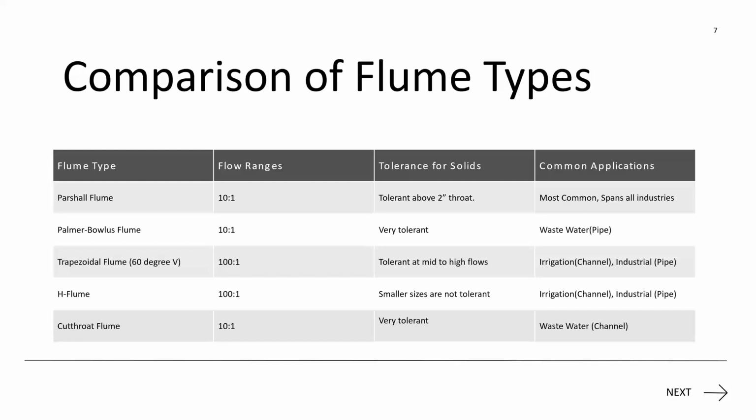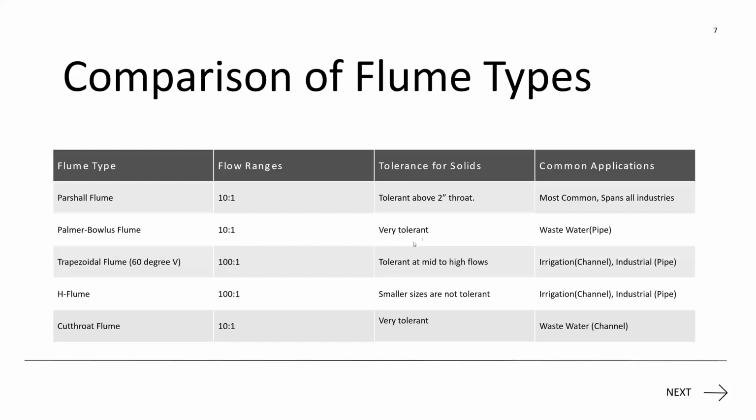Tolerance for solids. Partial flumes, like I said before, anything above a 2-inch throat is going to be really easy to pass things through. We don't recommend 1-inch or 2-inch partial flumes for sanitary flows or flows that might have debris.